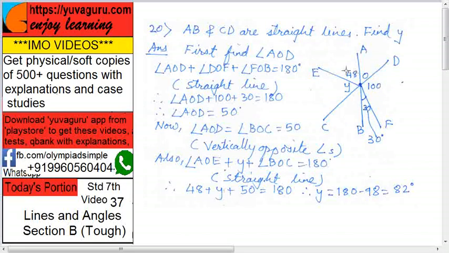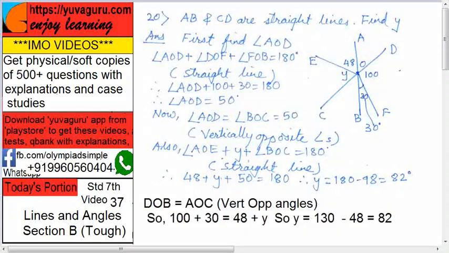Angle AOE equals 48. Then DOF equals 100. BOF equals 30. And what we have to find? Y. There are two ways of solving it. First is, I'll show you this in black. Very simple. AB and CD are intersecting each other.